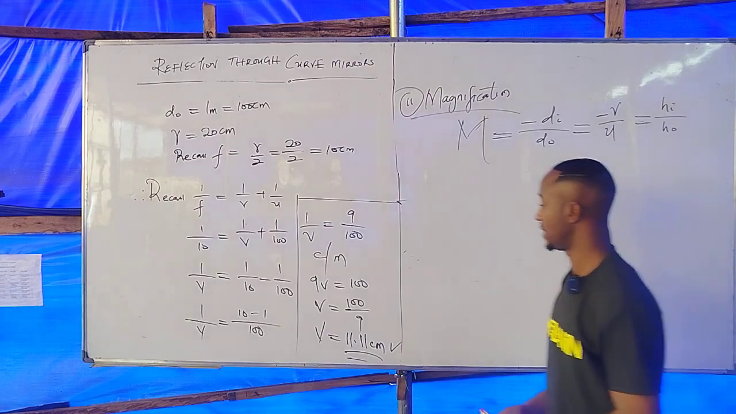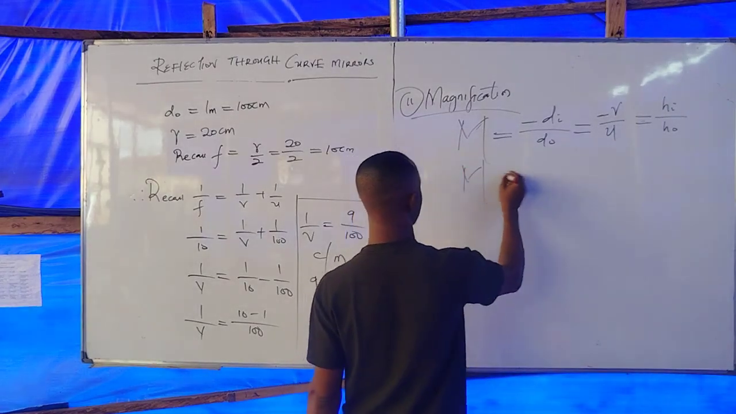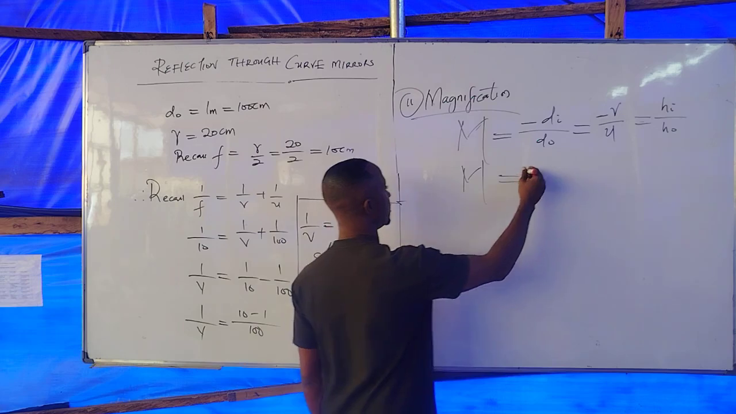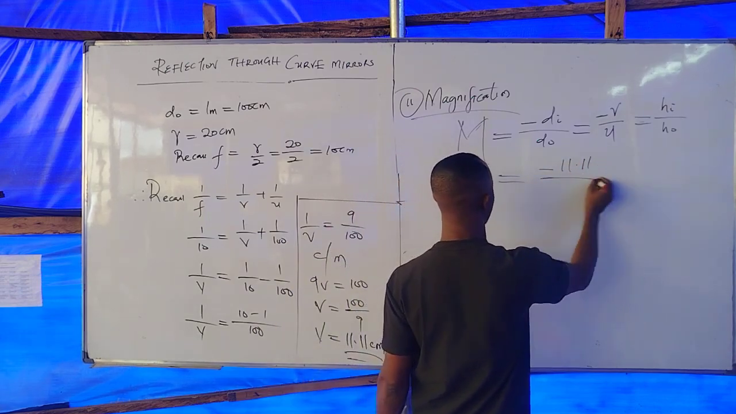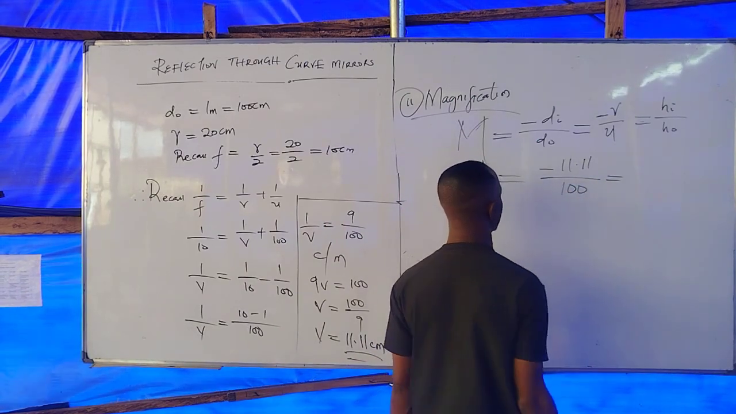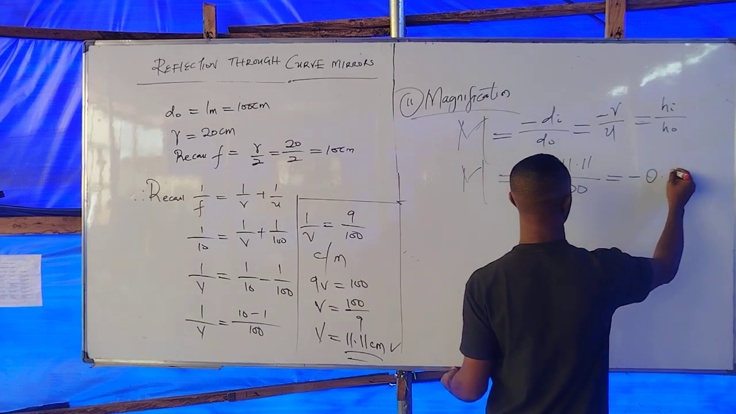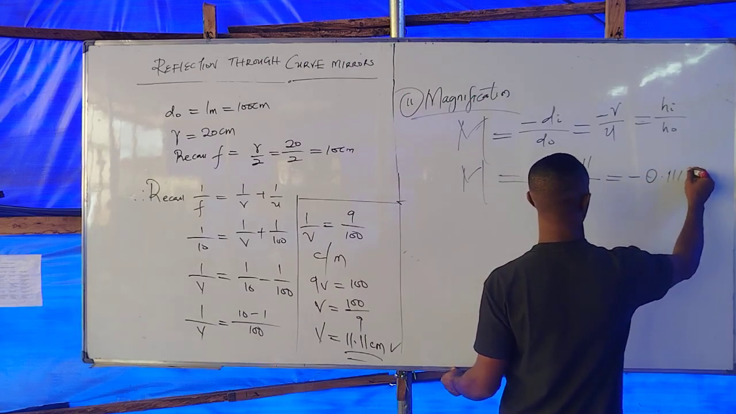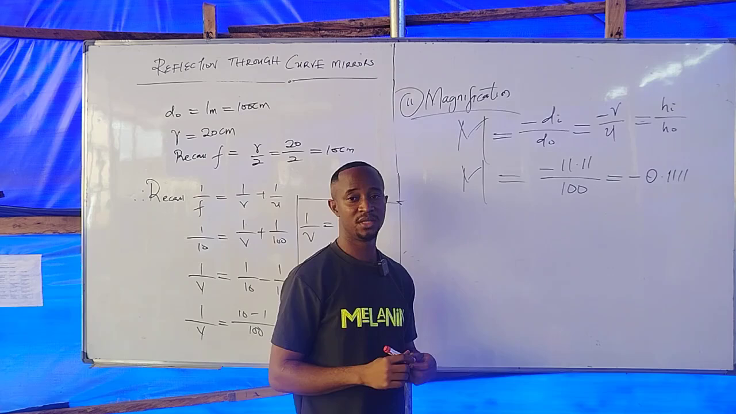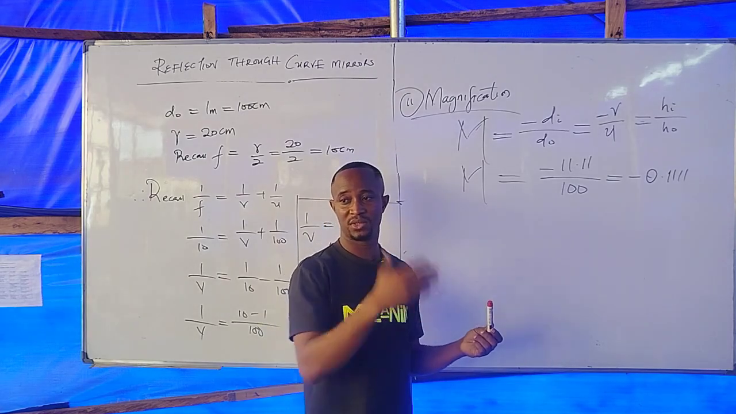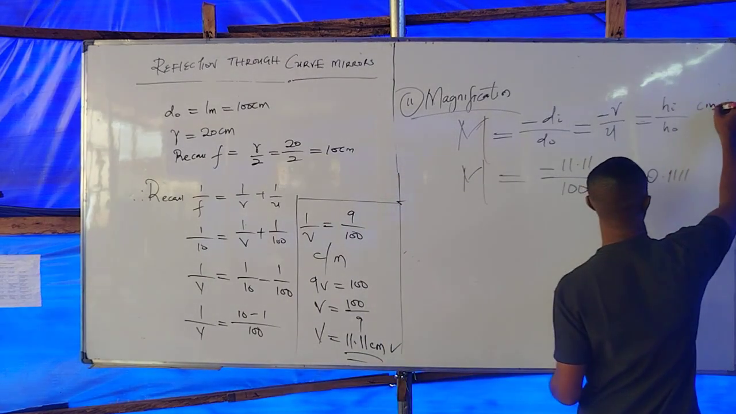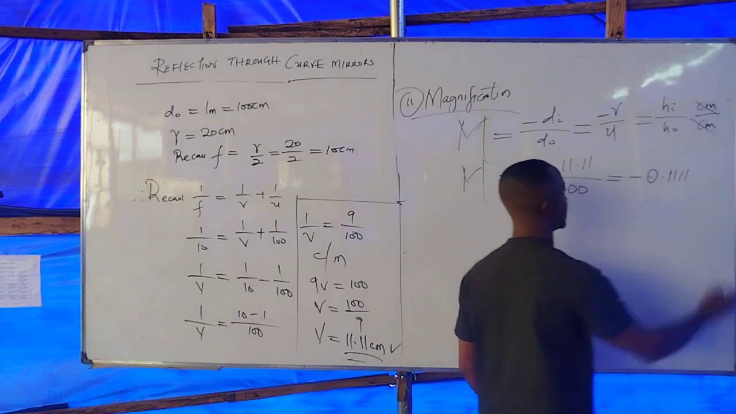Now let's put the values we have. So M becomes minus V over U, minus 11.11 over 100. What do we have? Minus 0.1111. There are no units for magnification. You know why? It's the ratio of two distances. So cm will cancel cm. This is like saying cm over cm, so they cancel out, right?